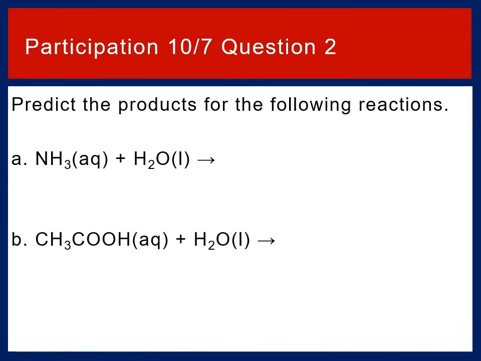Participation 10.7, question 2. Predict the products for the following reactions. A, NH3 aqueous plus H2O liquid becomes what? And B, CH3COOH aqueous plus H2O liquid becomes what? This is the second question on participation 10.7, due Tuesday, October 7th at 11:59 p.m. over on Blackboard. Link to the assignment is right below the links to these videos. Again, predict the products for the following reactions. It's NH3 and H2O, and then CH3COOH and H2O. I'm just going to write out the chemical formulas of the products is what I'm looking for. You don't necessarily need to write everything or give them names. Just chemical formulas of the products.